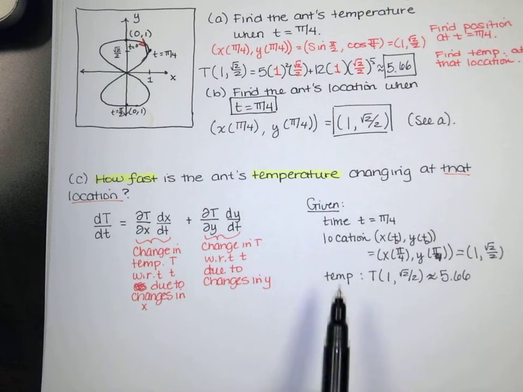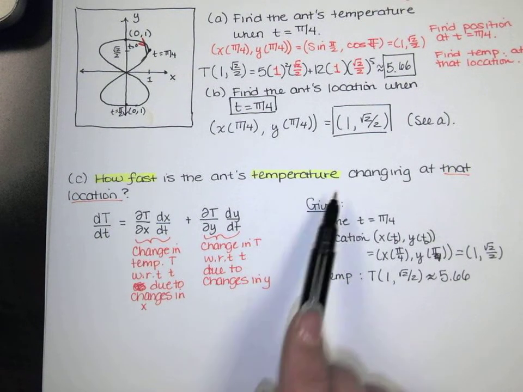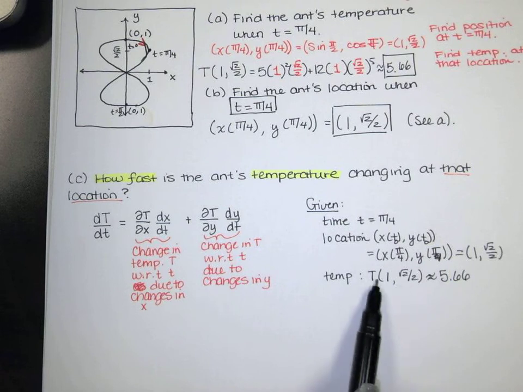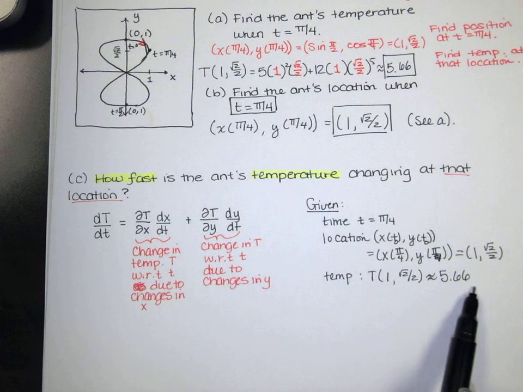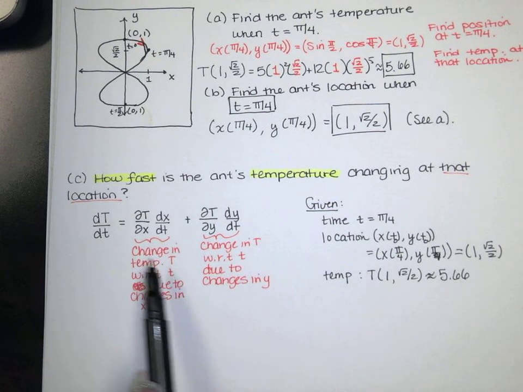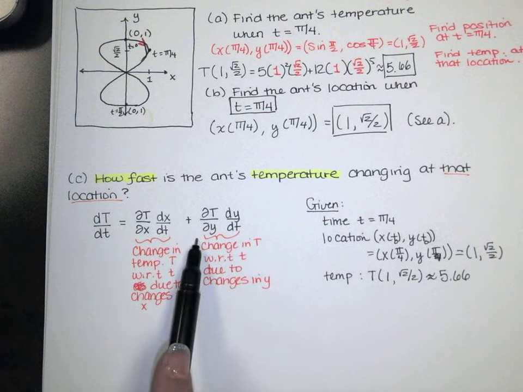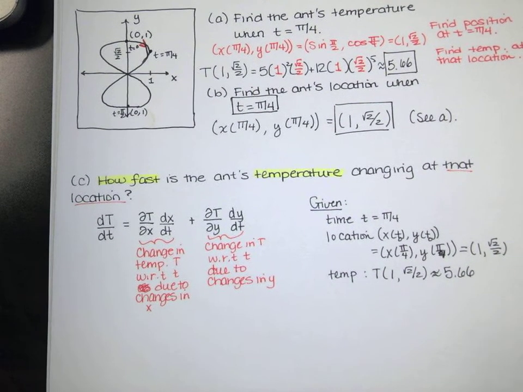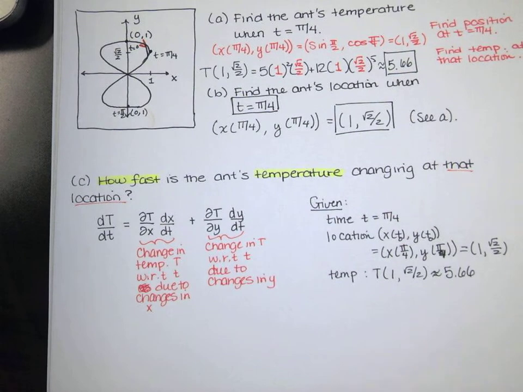Okay. So you want to keep all this in mind. How fast is the ant's temperature changing at that location? So this location is associated with this time, and the temperature is initially 5.66, let's say, degrees. Well, in order to find that change in temperature with respect to time, I need to use the chain rule. So I'm going to compute these two partials of T with respect to x and y first.